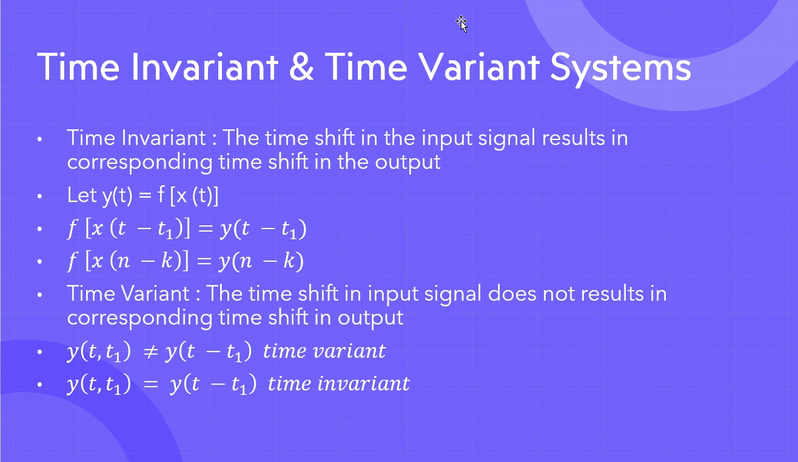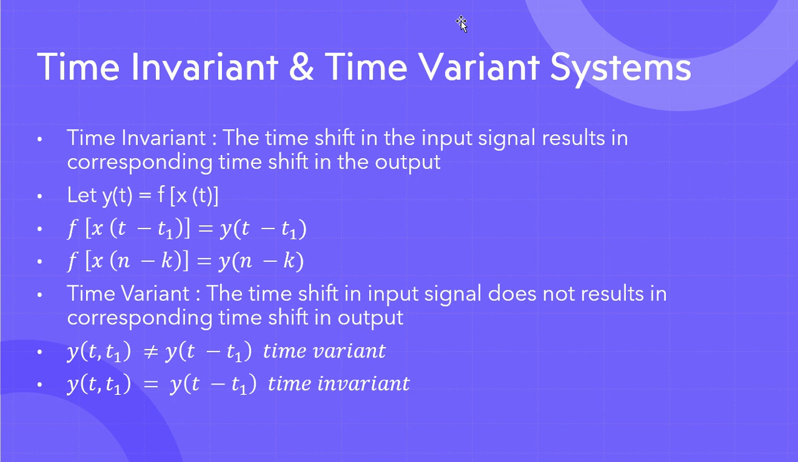So if you are delaying your signal by 3 seconds, or by 20 microseconds, then your output will also be delayed accordingly. If you delay by 3 seconds, your output will be delayed according to whatever scaling you apply. It's not necessary that it will be delayed by 3 seconds only, but according to the change in input, your output will react to that. So if you have such a system, then it is called a time invariant system, right?